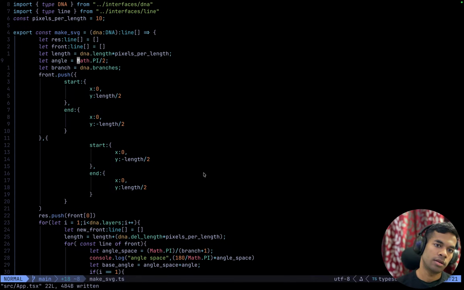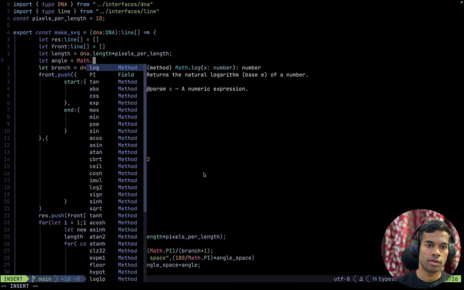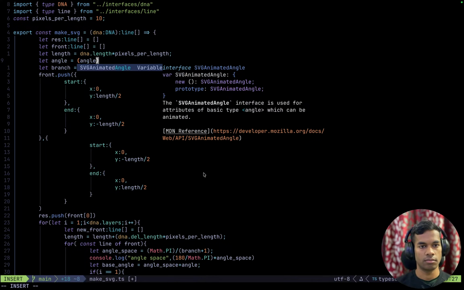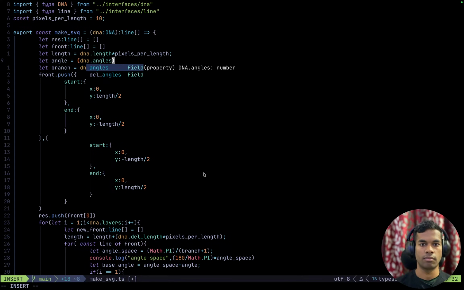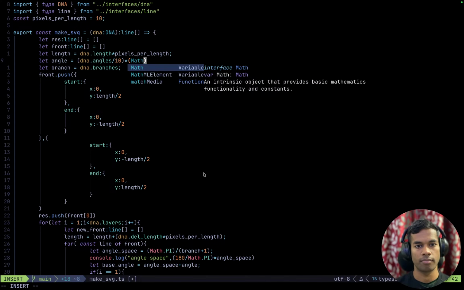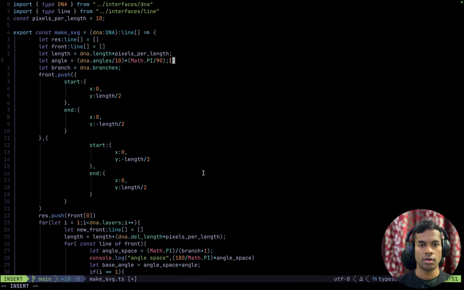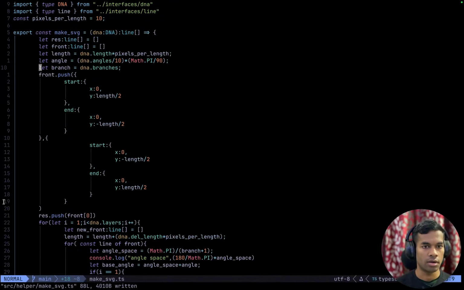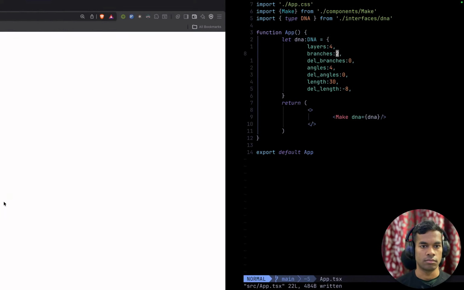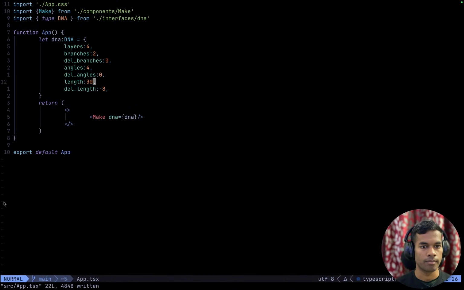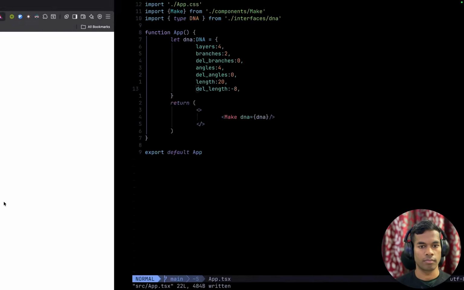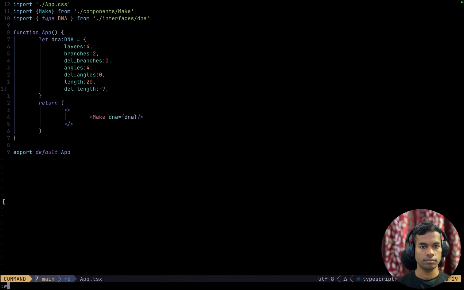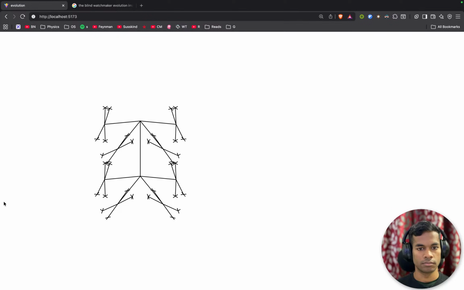Yep. And here instead of this math.pi.2, we will have angle: DNA dot angles divided by 10 multiplied by math dot pi divided by 90. That is the maximum extent of the angle. Yep, and our organism has a little bit of character. Yes, that is fine. That is fine.